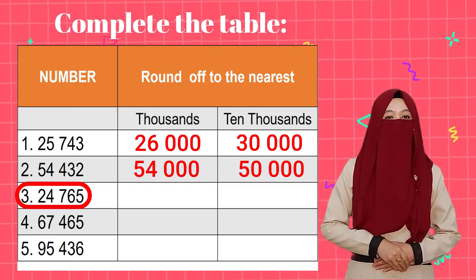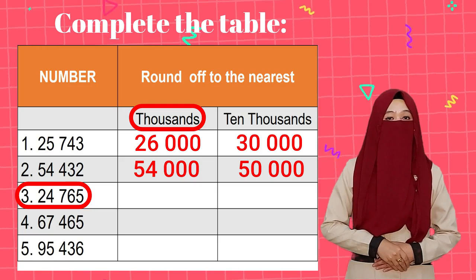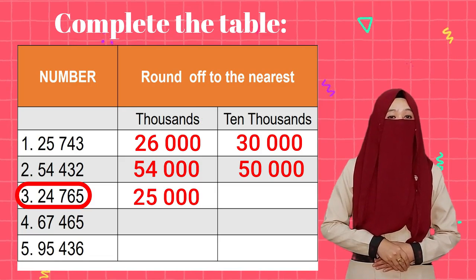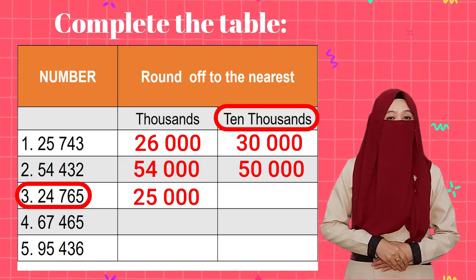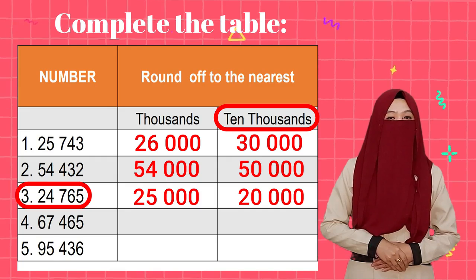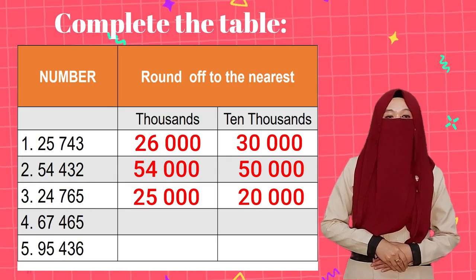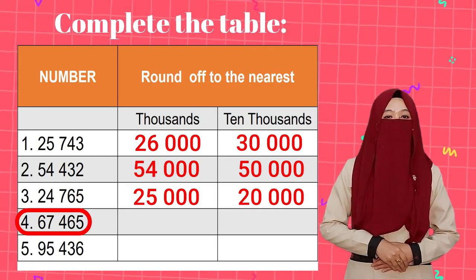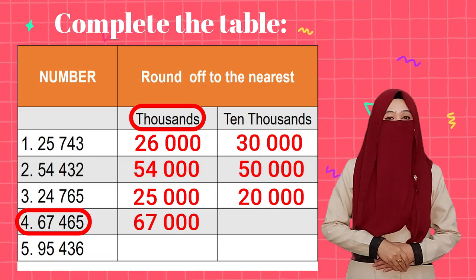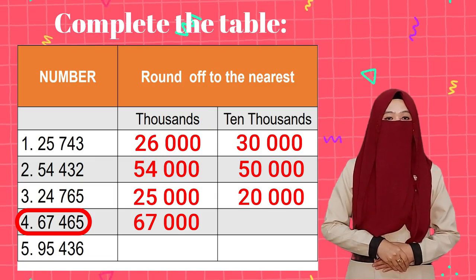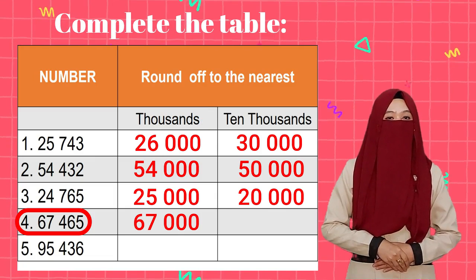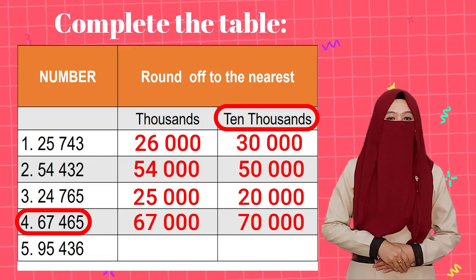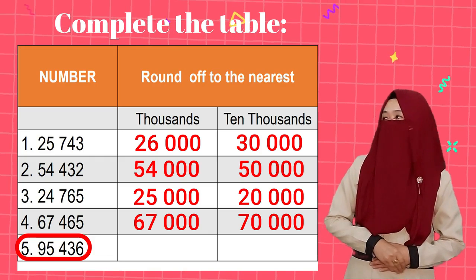Number 3. Rounded off to the nearest thousands is 25,000. And rounded off to the nearest 10,000s is 20,000. Number 4. Rounded off to the nearest thousands is 67,000. And rounded off to the nearest 10,000s is 70,000.